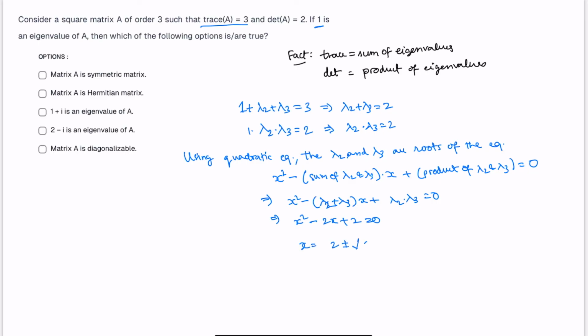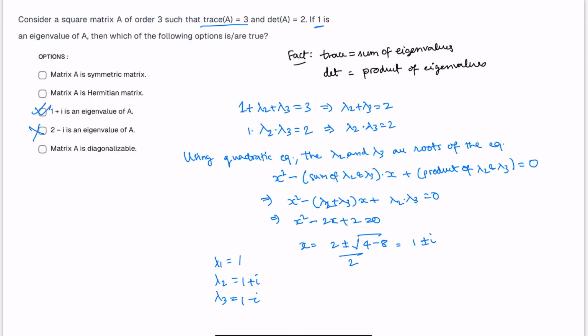So by Sridharacharya's formula, we can say that x is equal to 1 plus minus i. So what are the eigenvalues? We already have 1. Now we have got 1 + i and 1 - i. So we can say that the third option is correct. The fourth option is wrong.